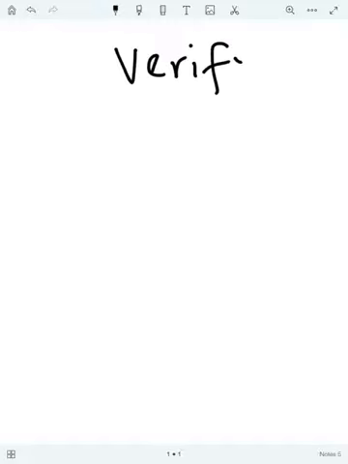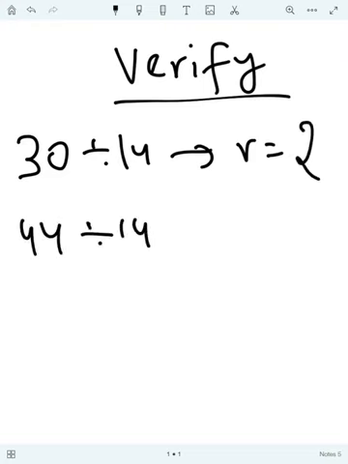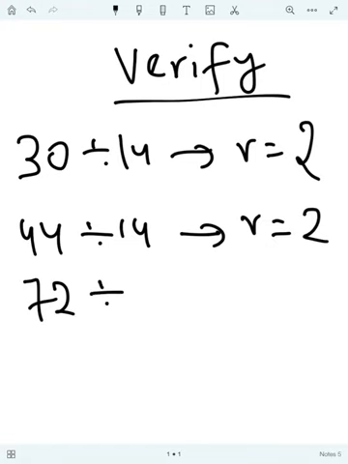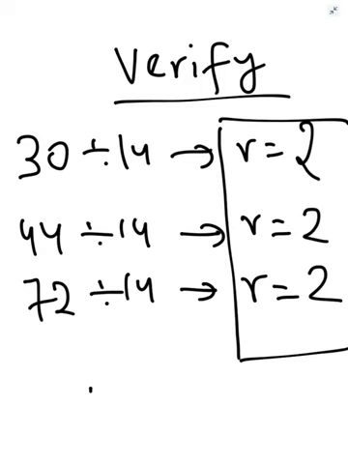Is it the same remainder in each case? We divide 30 by 14, 14 times 2 is 28, remainder is 2. 44 upon 14, 14 times 3 is 42, again the remainder is 2. Third number 72 divided by 14, 14 times 5 is 70, again the remainder is 2. So now we have verified, we are getting the same remainder, 2, in each case.